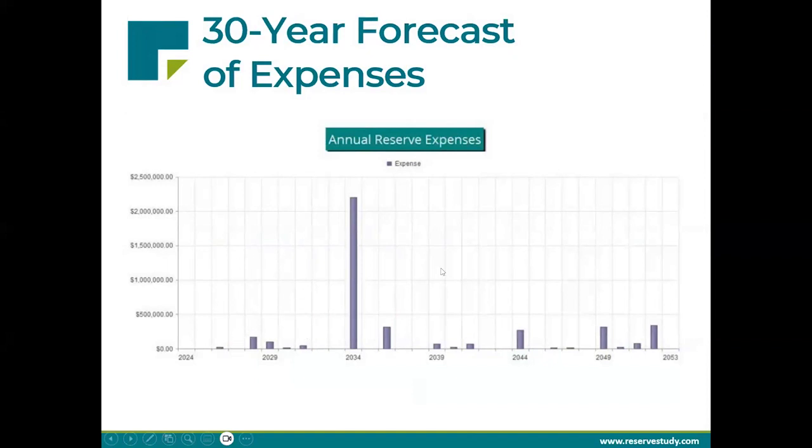So you see there's a lot of volatility here. There's some years, many years, where there's no reserve spending at all. Some years where there's a huge amount, some where there's hundreds of thousands, tens of thousands. But the point is it's not an even, consistent year over year plan. There's a lot of variety here.